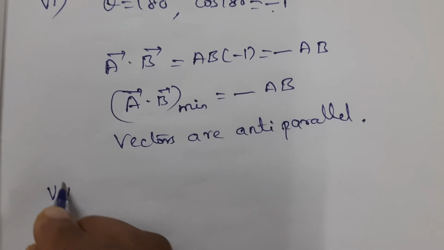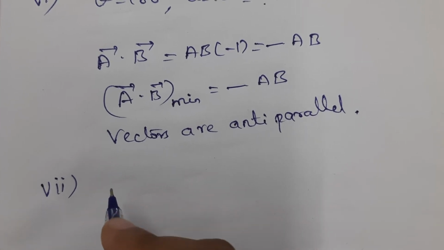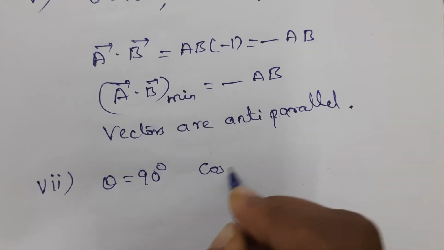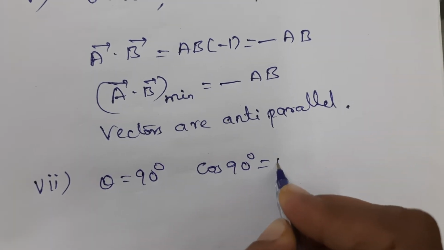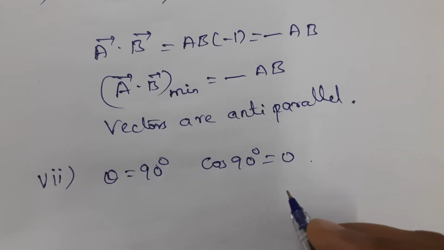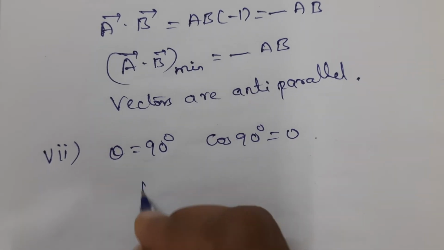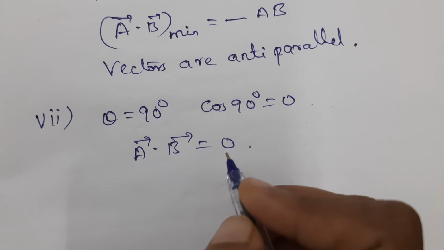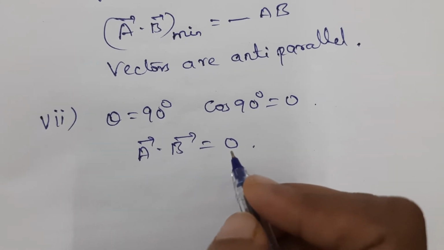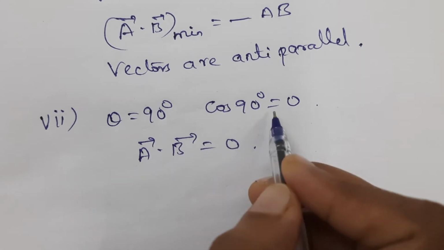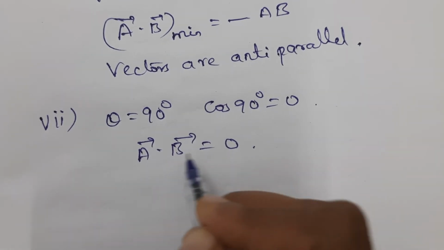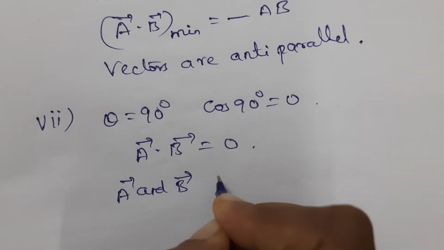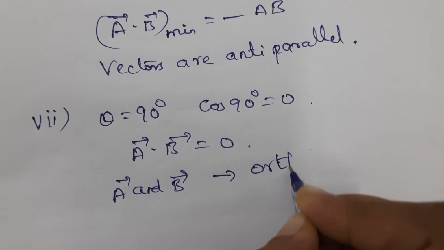Next point, it is seventh point. Theta is equal to 90 degree. What is cos 90 degree? Cos 90 is 0. So, A dot B value becomes 0. If two vectors A vector and B vector are perpendicular to each other, that is 90 degree, then their scalar product A dot B equal to 0. So we can say A and B are said to be mutually orthogonal.